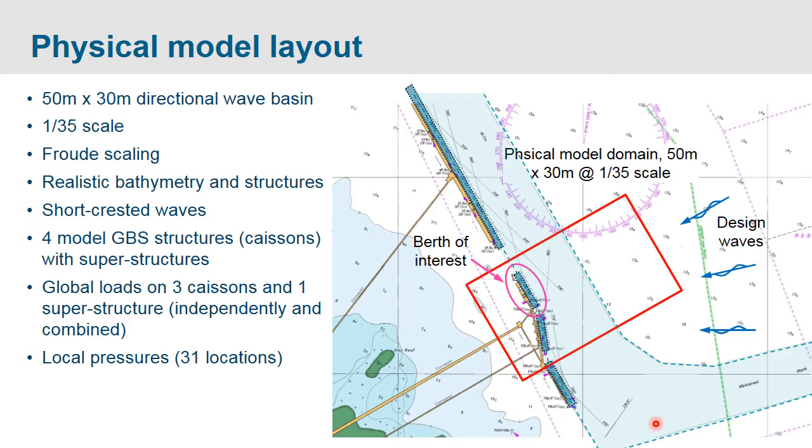Let's now look at the layout of the model. This red rectangle shows the outline of the 50 by 30 meter directional wave basin where the model tests were done. Our scale was a length scale of 1 to 35. Froude scaling was used. We had realistic reproductions of the bathymetry and the caisson structures at the berth of interest. All our tests were done using short-crested multi-directional waves. We modeled 4 different gravity-based structures with their topsides. We measured global loads on 3 of the caissons, and also the pressures on the surface of the caissons at over 30 different locations.